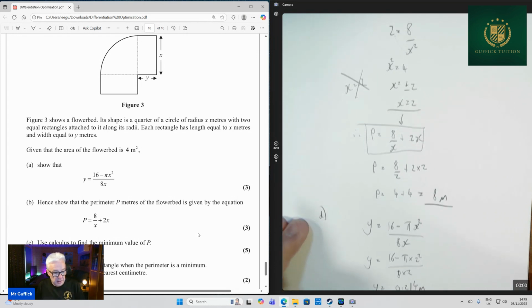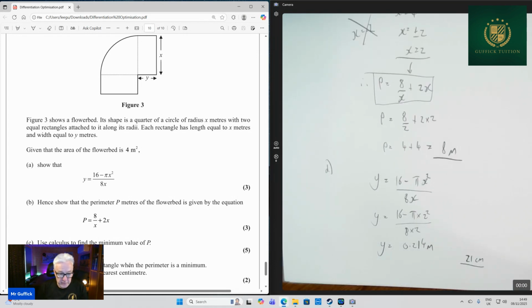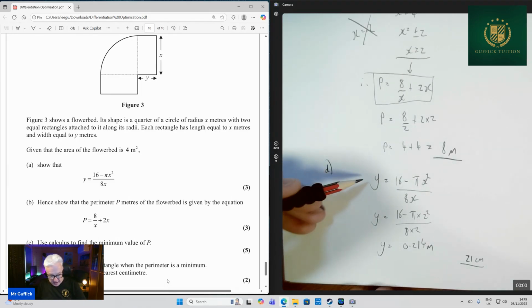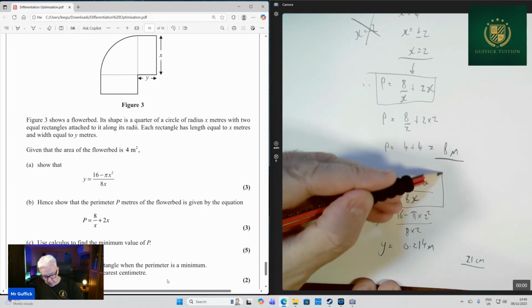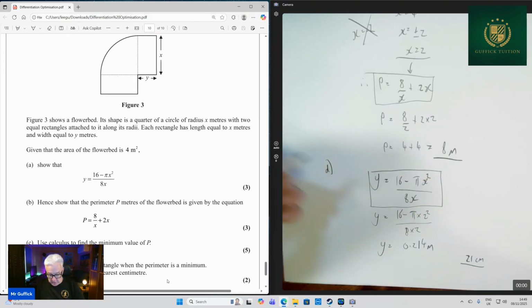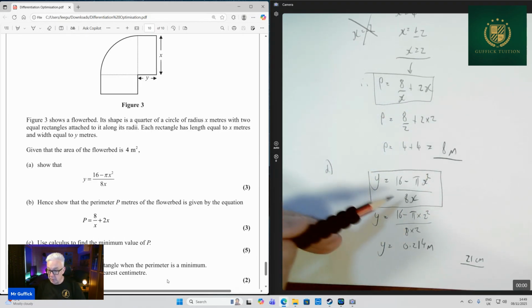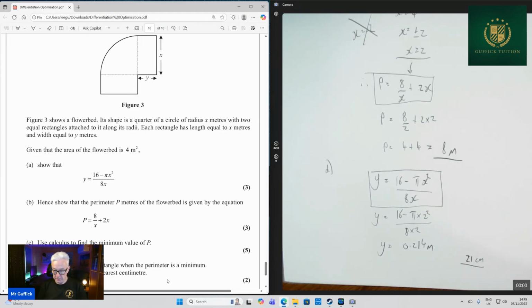And then finally, it says, find the width of each rectangle when the perimeter is a minimum, giving your answer to the nearest centimeter. Well, in part A, we found this expression for the width of the rectangle. So all we've got to do is sub in the value of x equals 2 into that equation. And when we sub that in, we find out that we get y is 0.214 meters.